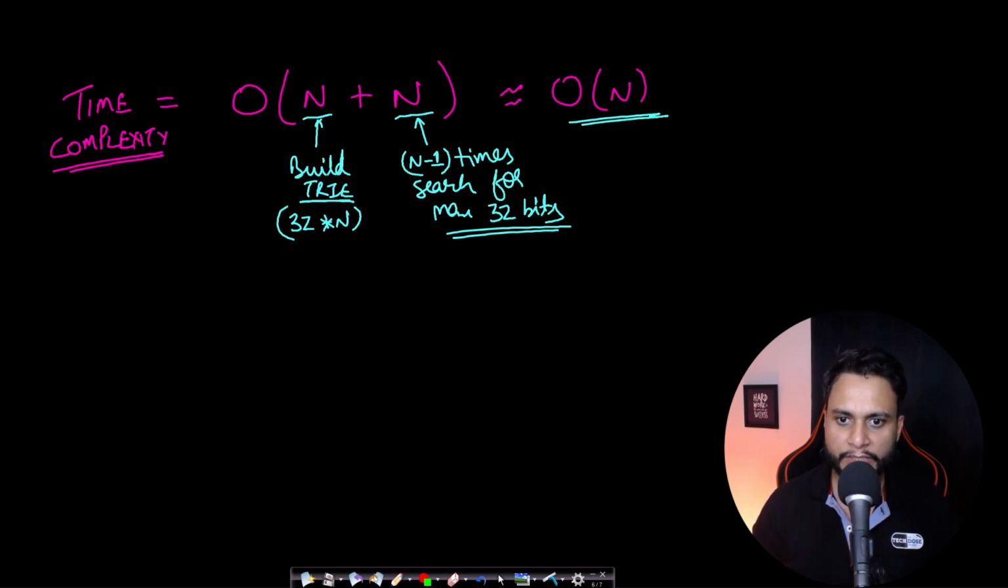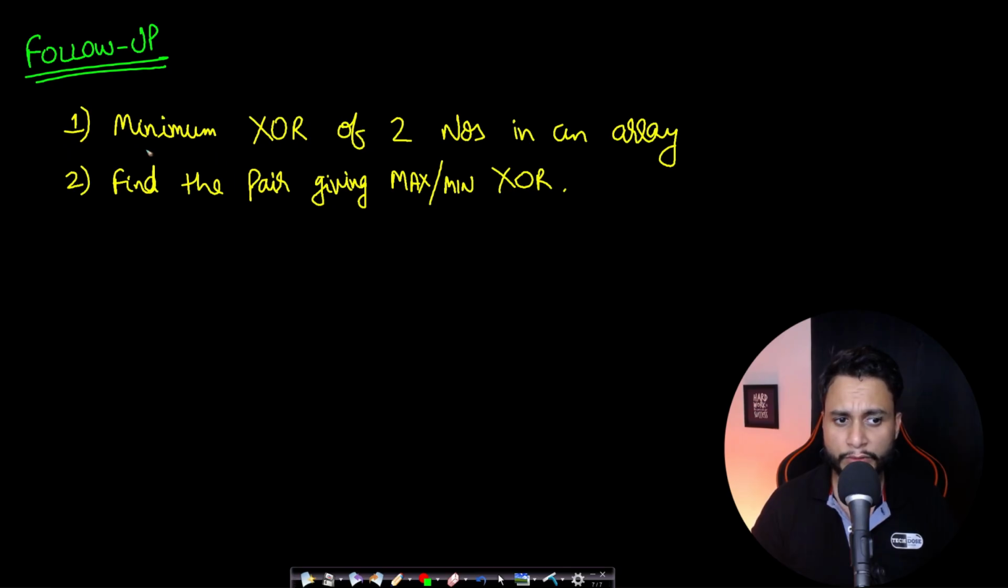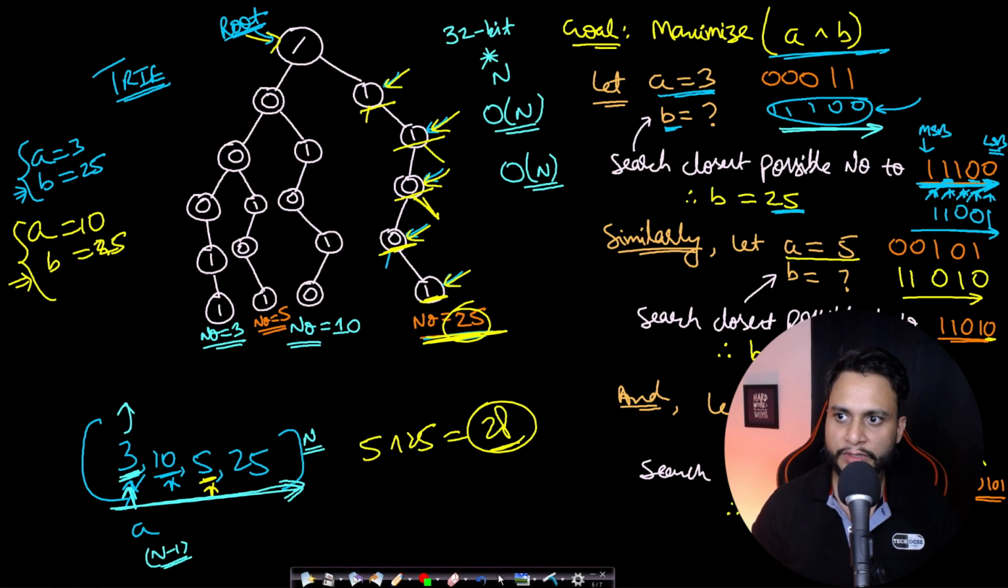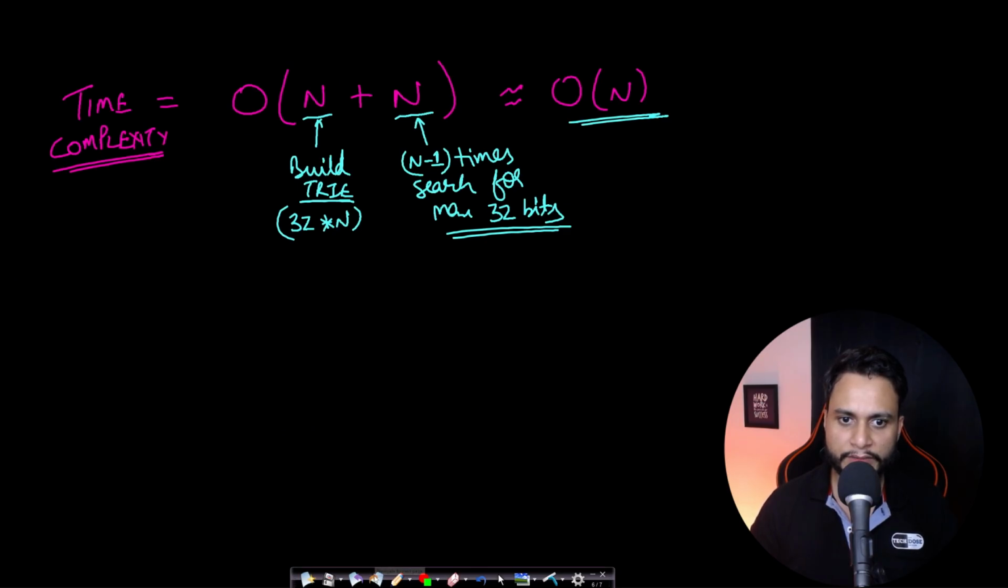Before looking at the code, I'll give you the follow-up question. Your follow-up question can be finding the minimum XOR of 2 numbers in an array. It is very similar to finding the maximum XOR, but instead of searching for the negated value, you have to search for the exact same value, because you know that if a number 00011 exists, you need to find another instance of 00011. If it is present, then the minimum XOR value is 0. Otherwise, you have to find the number as close as possible to this number in a similar way, right? So that is how you can solve this problem.